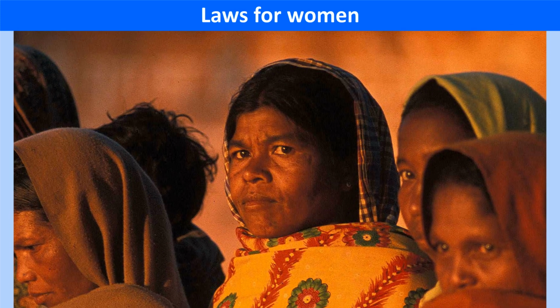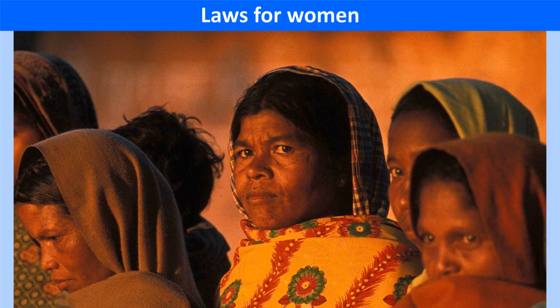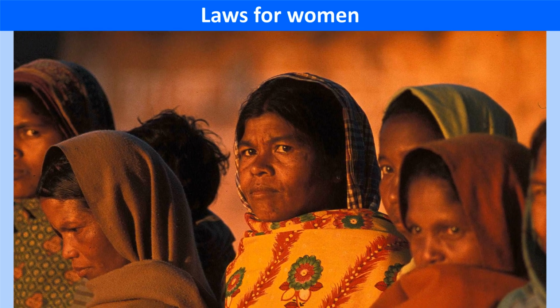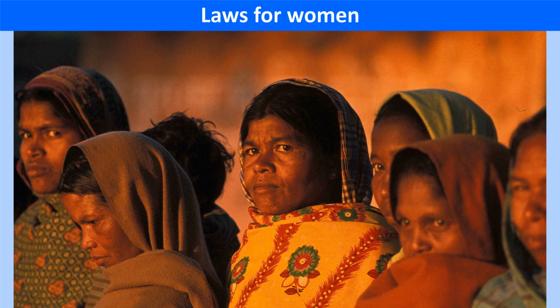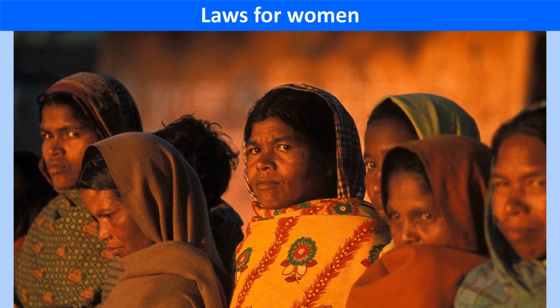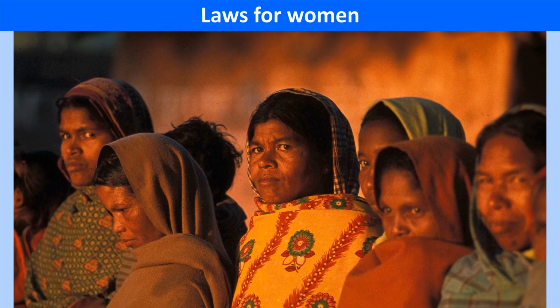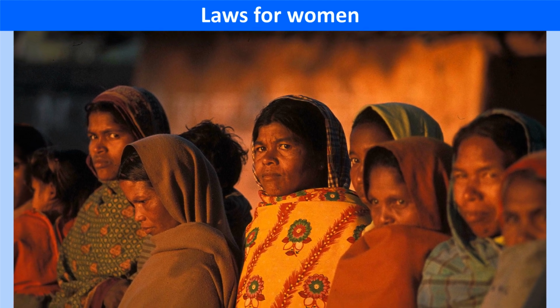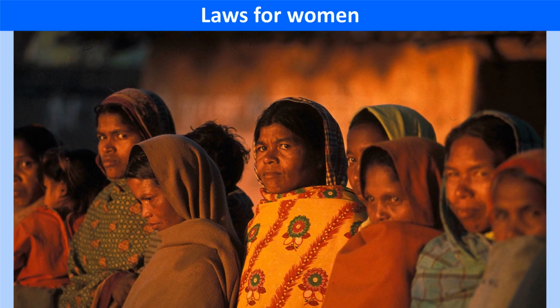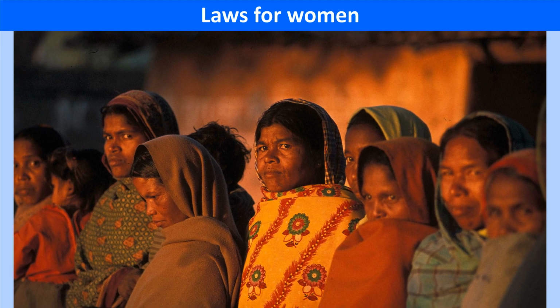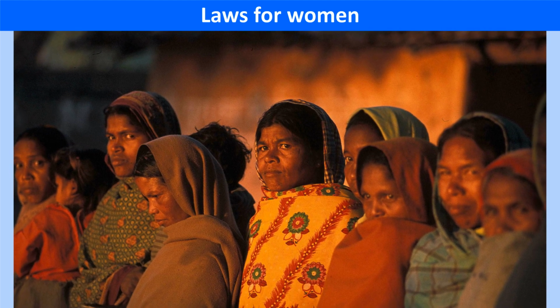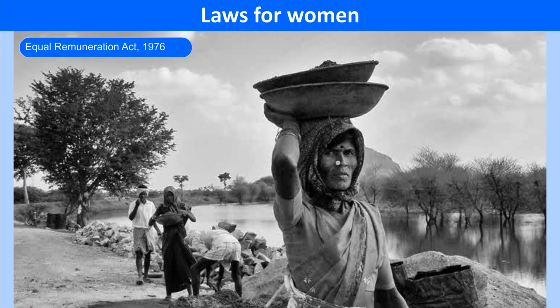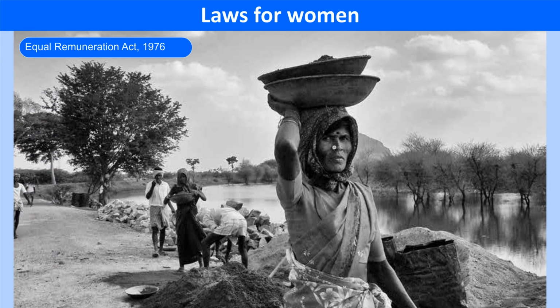Laws for women. An important aspect of social justice is the equal treatment of men and women. The Constitution states that no discrimination can be made among citizens on the basis of their gender. Traditionally, women have faced immense discrimination in society, so the government has enacted some special laws to give them equal status in society. Equal Remuneration Act 1976.